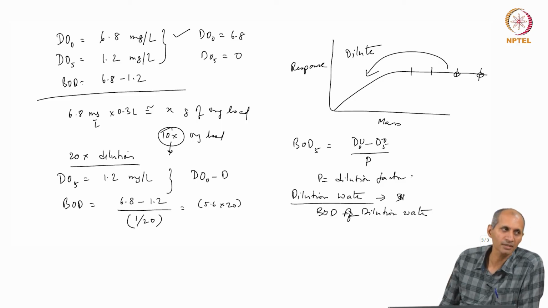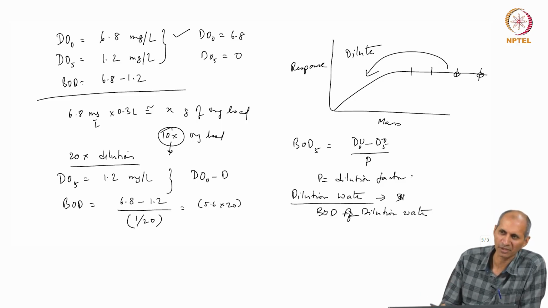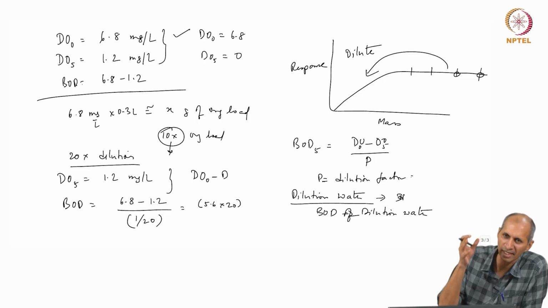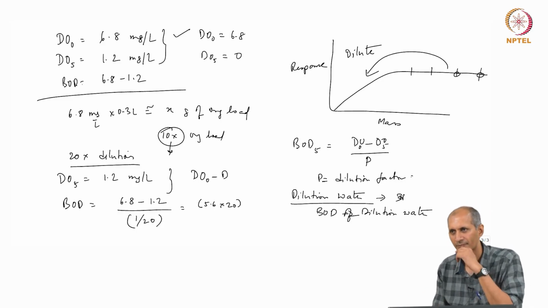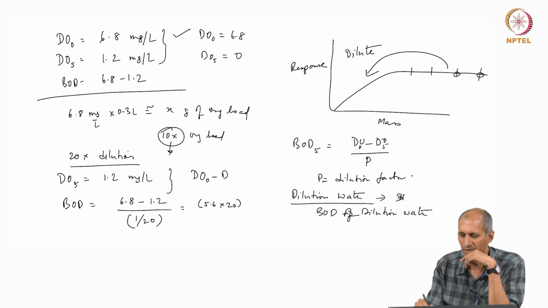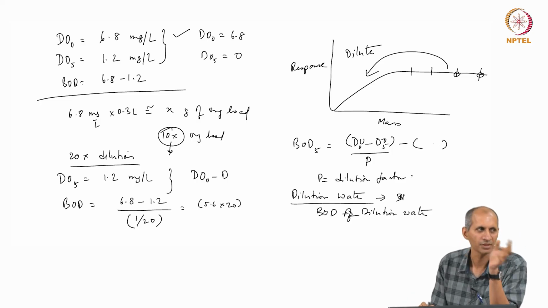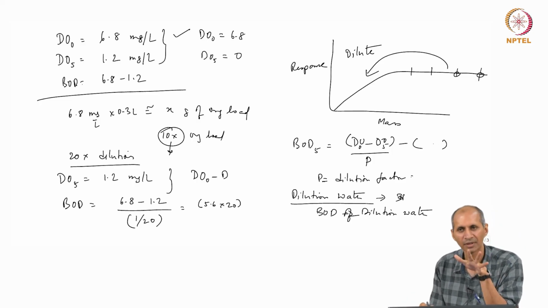This is a matrix blank. You have to do this matrix blank, because the water you are adding for dilution can have a BOD of its own. So, you have to calculate that separately. So, something must be subtracted from this. It is the change in DO of the blank of the dilution water.